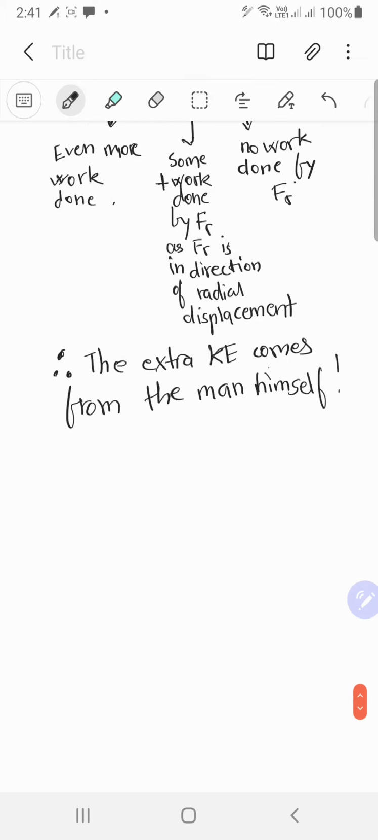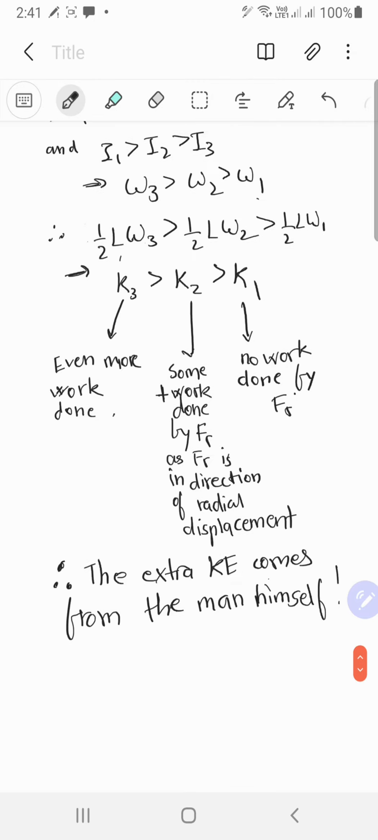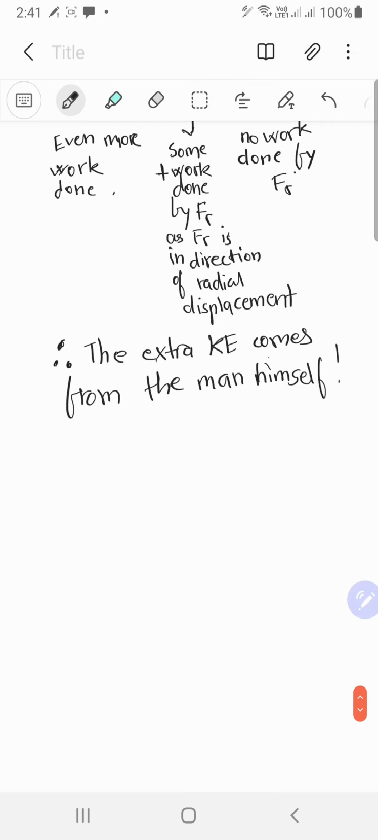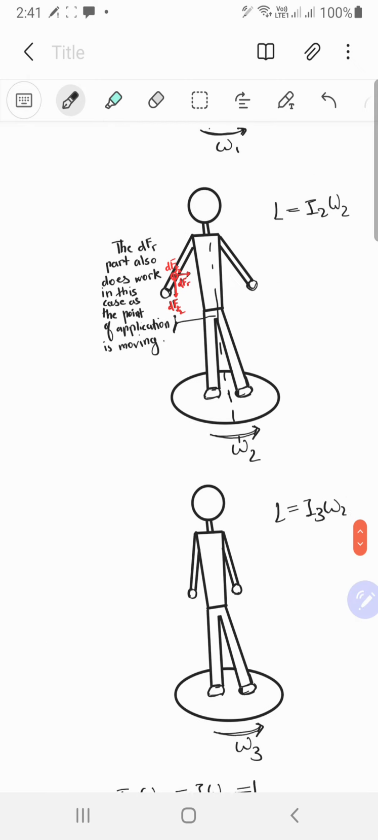So the main reason for this extra kinetic energy in the system is that it comes from the man himself. It's from his muscles, from the chemical potential energy stored in his muscles, which gets used up as he pulls himself towards the axis, basically.